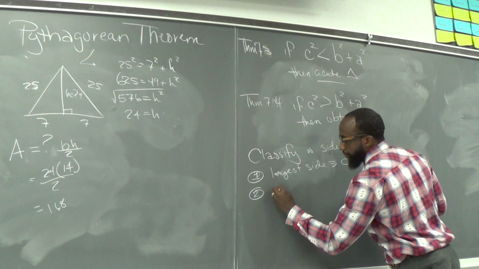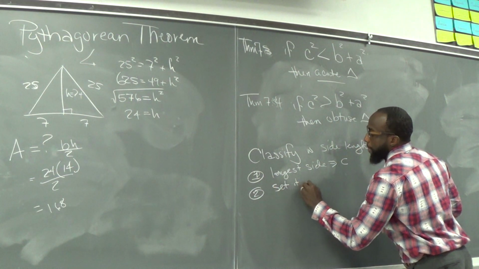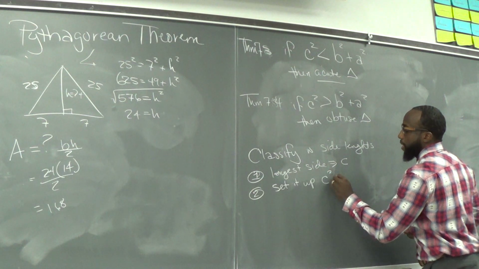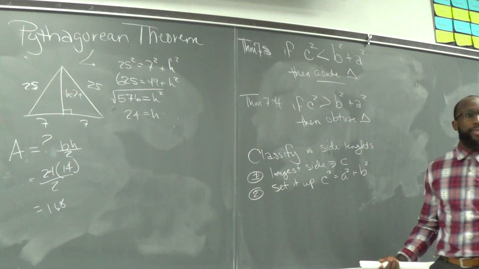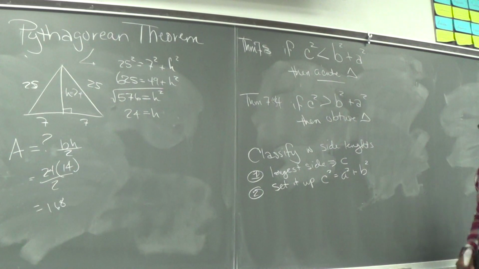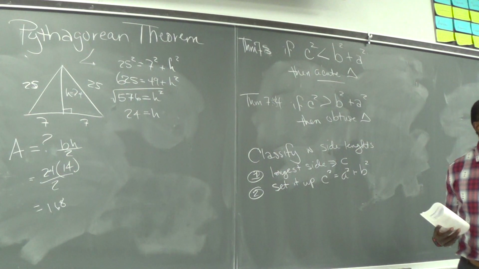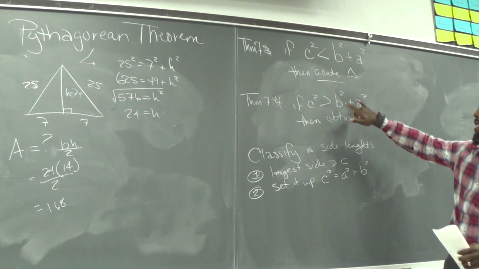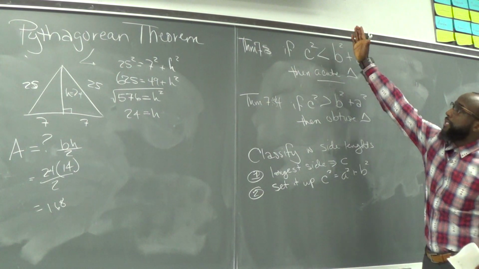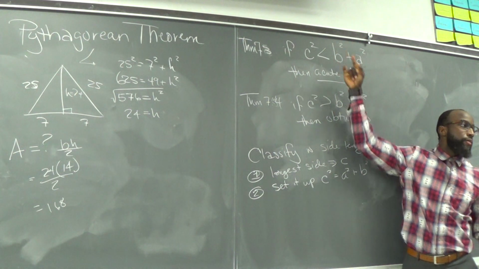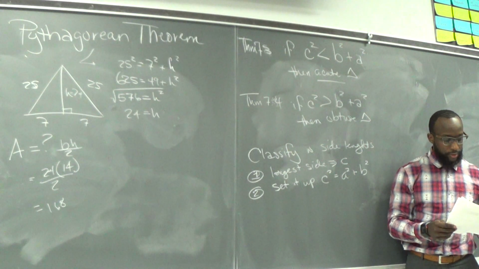Then set up your problem. It's going to be c squared equals a squared plus b squared, and then see what happens. You get it, Micah? Do you care if you put the a, b first? No, a and b are interchangeable. It doesn't matter, because they're always going to be opposite the longest side of a triangle.